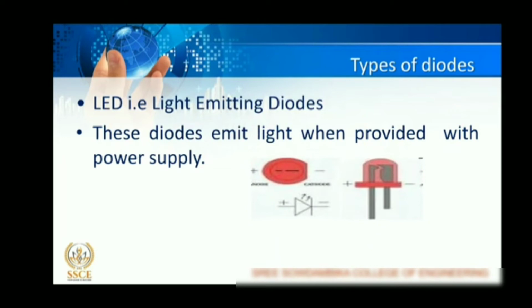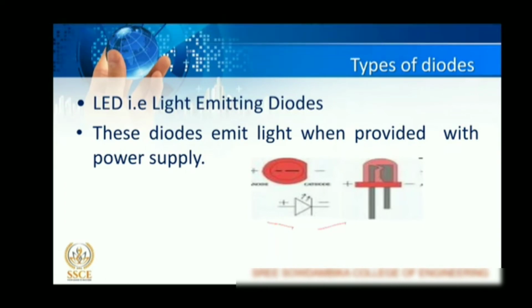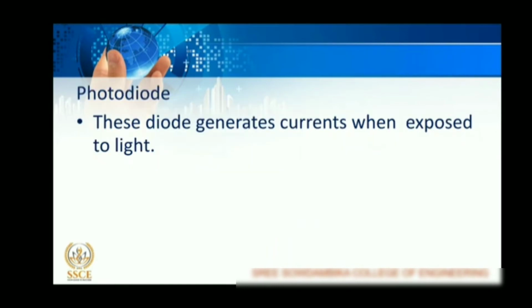This is a light emitting diode. Here there are two terminals, a positive terminal and a negative terminal. If we give supply to the light emitting diode, it emits light. Depending upon the material we used in that diode, the color of light will differ. It may be blue, white, red, green.